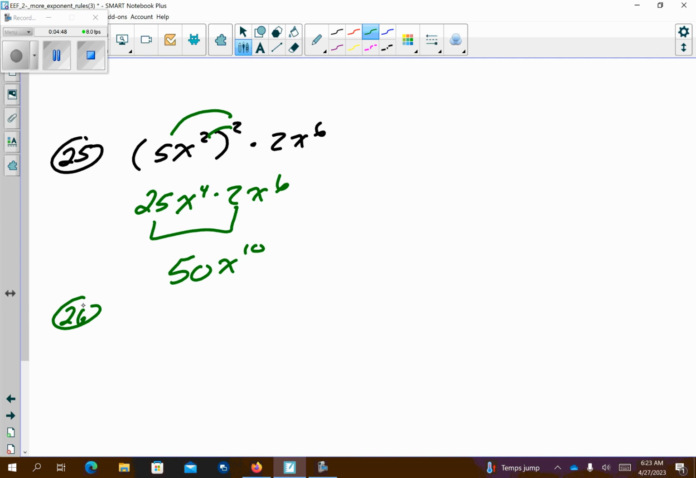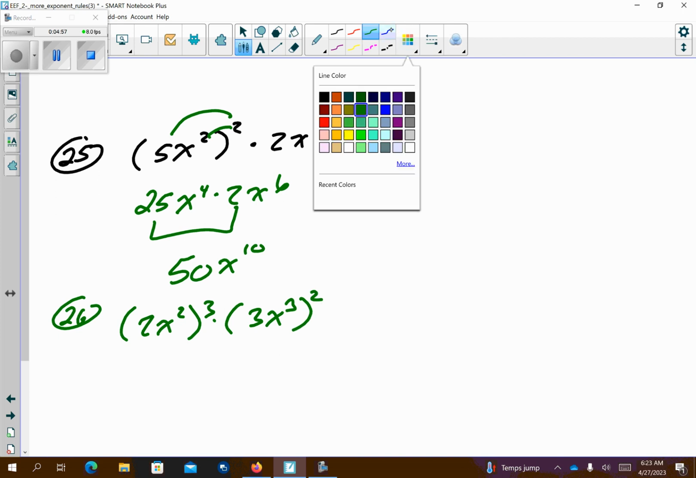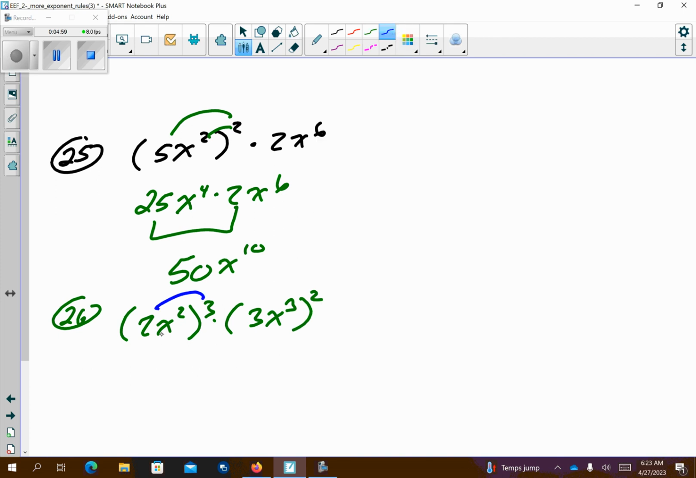And the last problem, number 26, we get 2x squared to the third times 3x to the third quantity squared. So let's take care of 2 to the third. 2 to the third is 2 times 2 times 2, which is 8. Multiply the exponents, that's x to the sixth, times 3 squared is 9, because 3 times 3 is 9. Multiply the exponents, that's x to the sixth, then 8 times 9 is 72, x to the sixth and x to the sixth being multiplied together, add the exponents, x to the 12th.